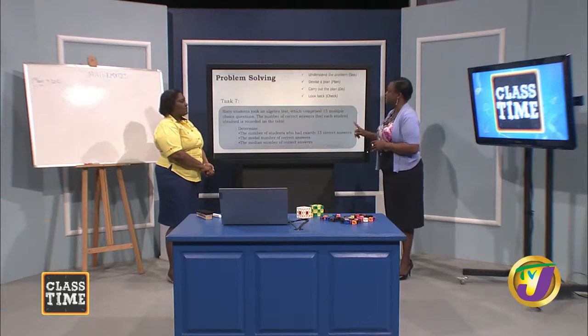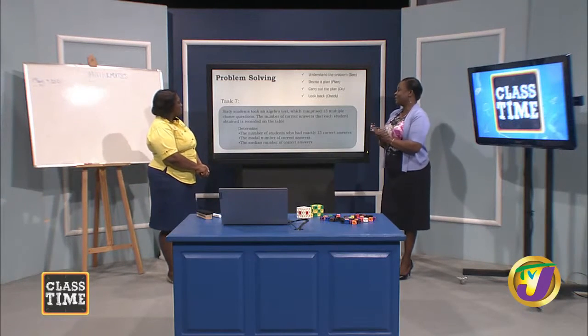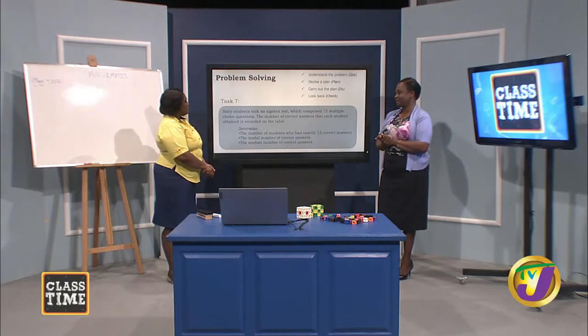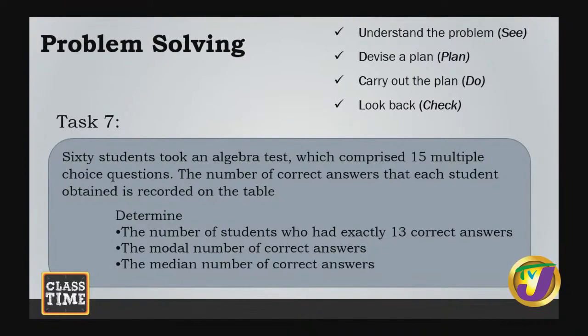Okay. And so, the problem solving task. 60 students took an algebra test which comprised 15 multiple choice questions. The number of correct answers that each student obtained is recorded on the table. From the table, we are to determine the number of students who have exactly 13 correct answers, the modal number of correct answers, and the median number of correct answers.